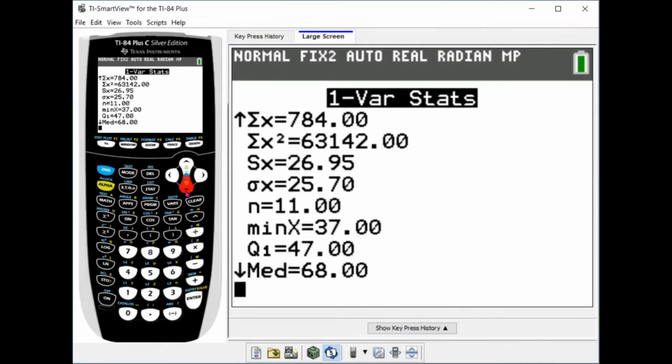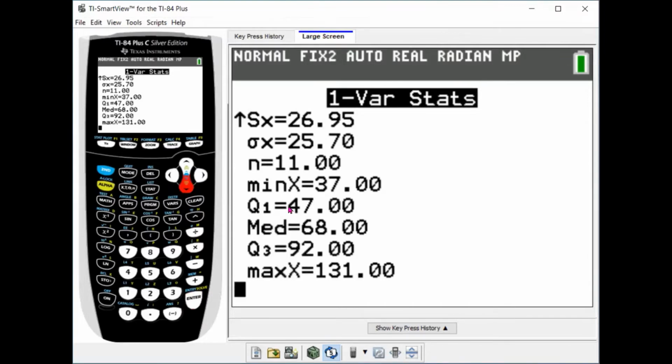Now let's find the 5-number summary. The minimum value is 37. The first quartile is 47, even after adding. The median is 68. The third quartile is 92. And the maximum value, the largest value we have added, is 131. So these are the new 5-number summary from our calculator.